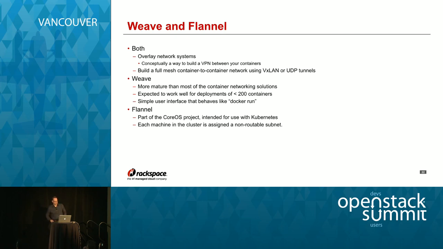Okay, Weave and Flannel. Both of these tools are what we refer to as overlay networks. They both use either UDP tunnels or VXLAN in order to make essentially like a VPN connection between the containers themselves. Weave is basically a shell script wrapper around a whole bunch of Linux networking commands that make it convenient to set up a peer-to-peer network.